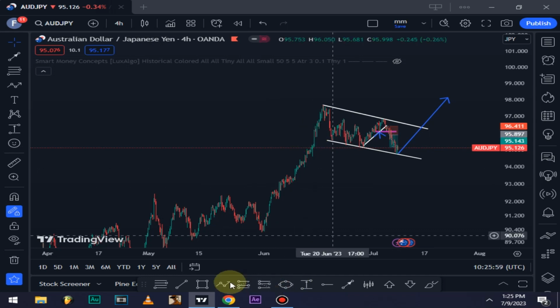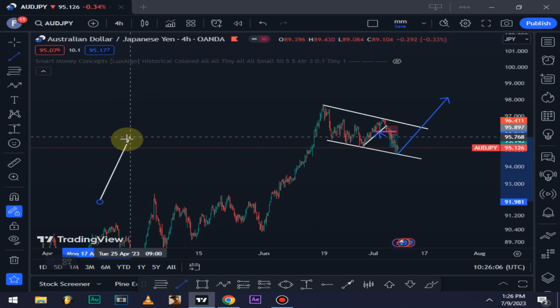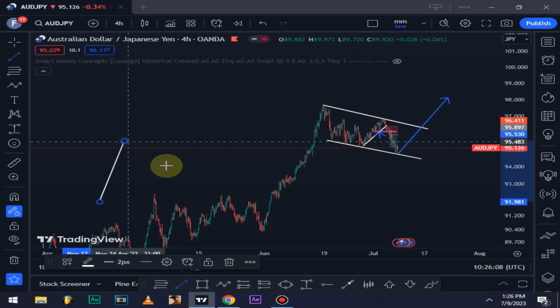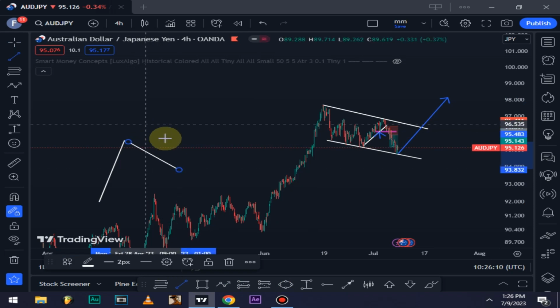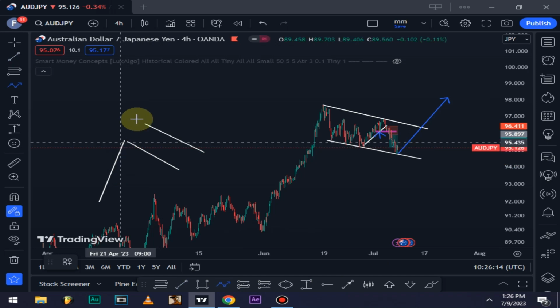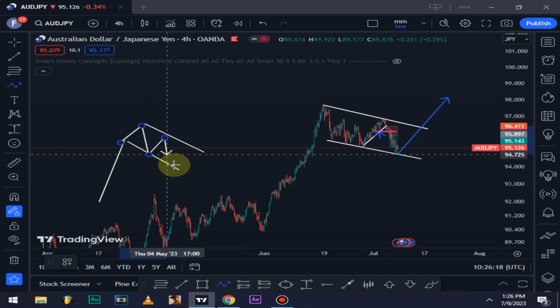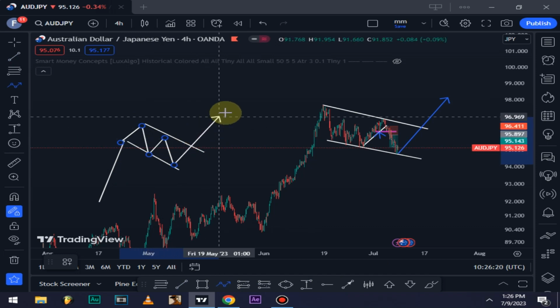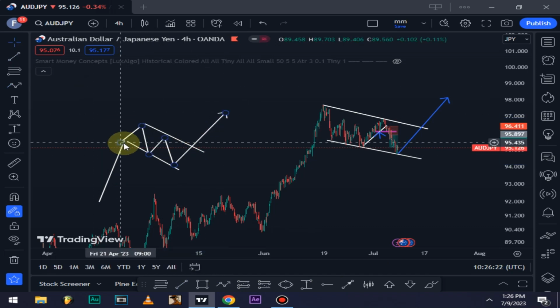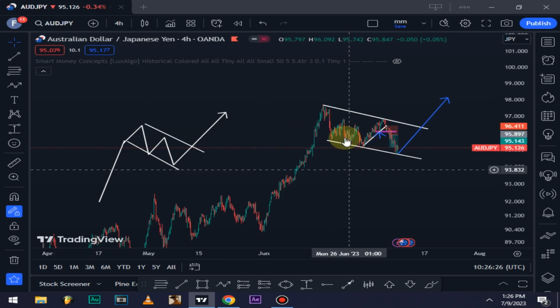I believe you guys have already seen these same patterns. Let me draw this flag. I believe that's a flag, just a continuation pattern. A continuation pattern. So this is usually what happens: price does this, like this, like this, until it breaks out or continues in the direction that it was going. This is just what's happening.